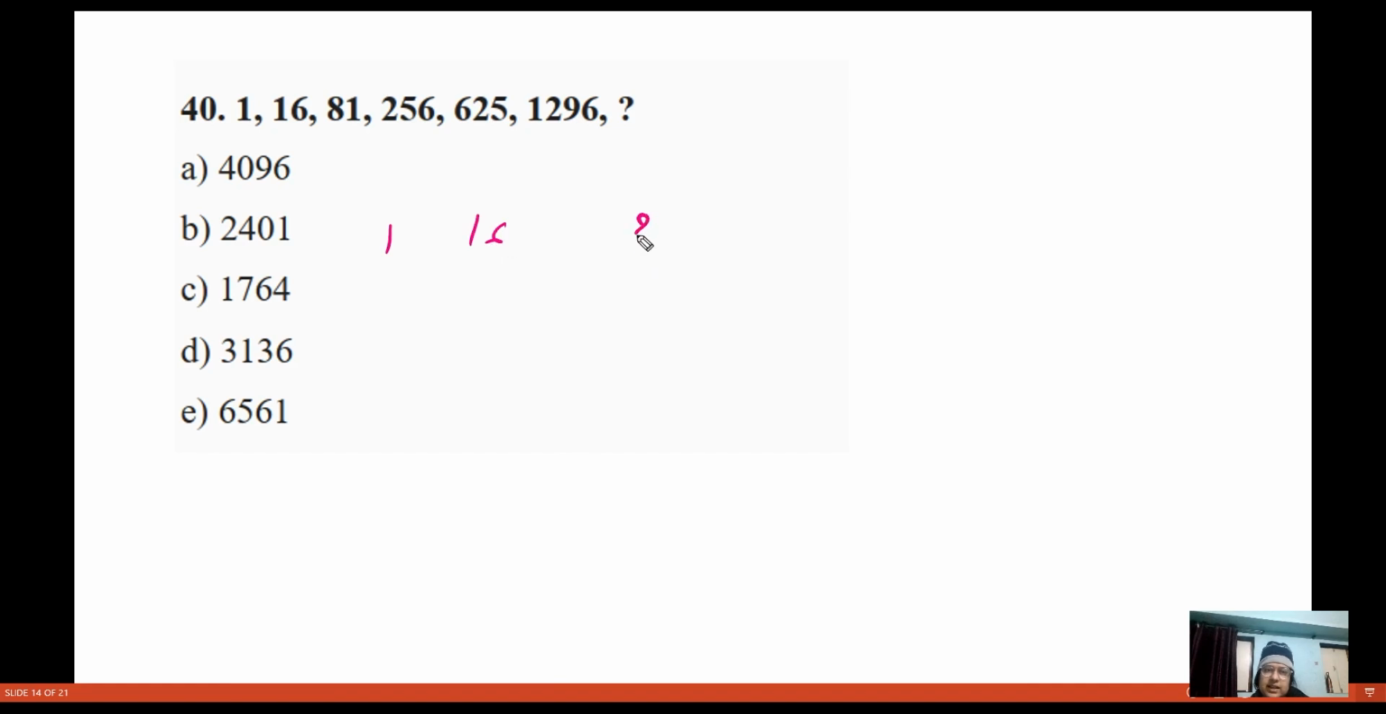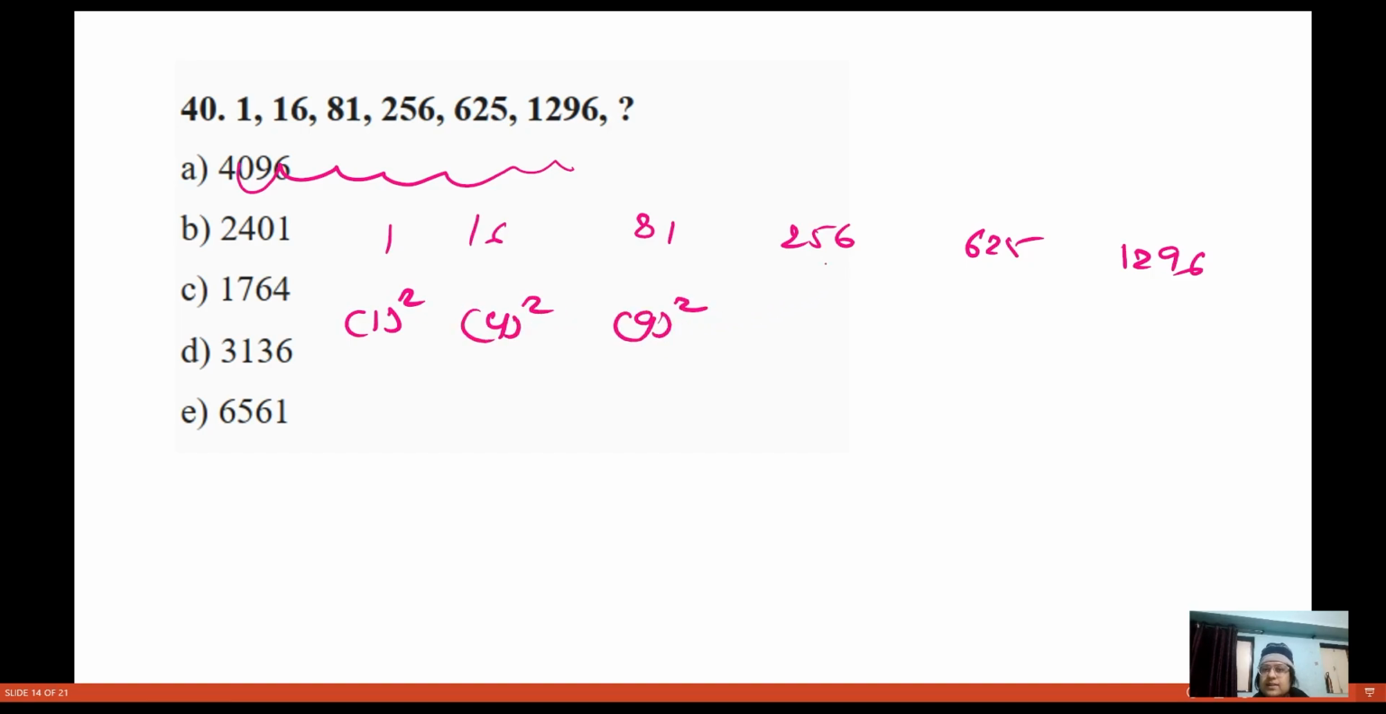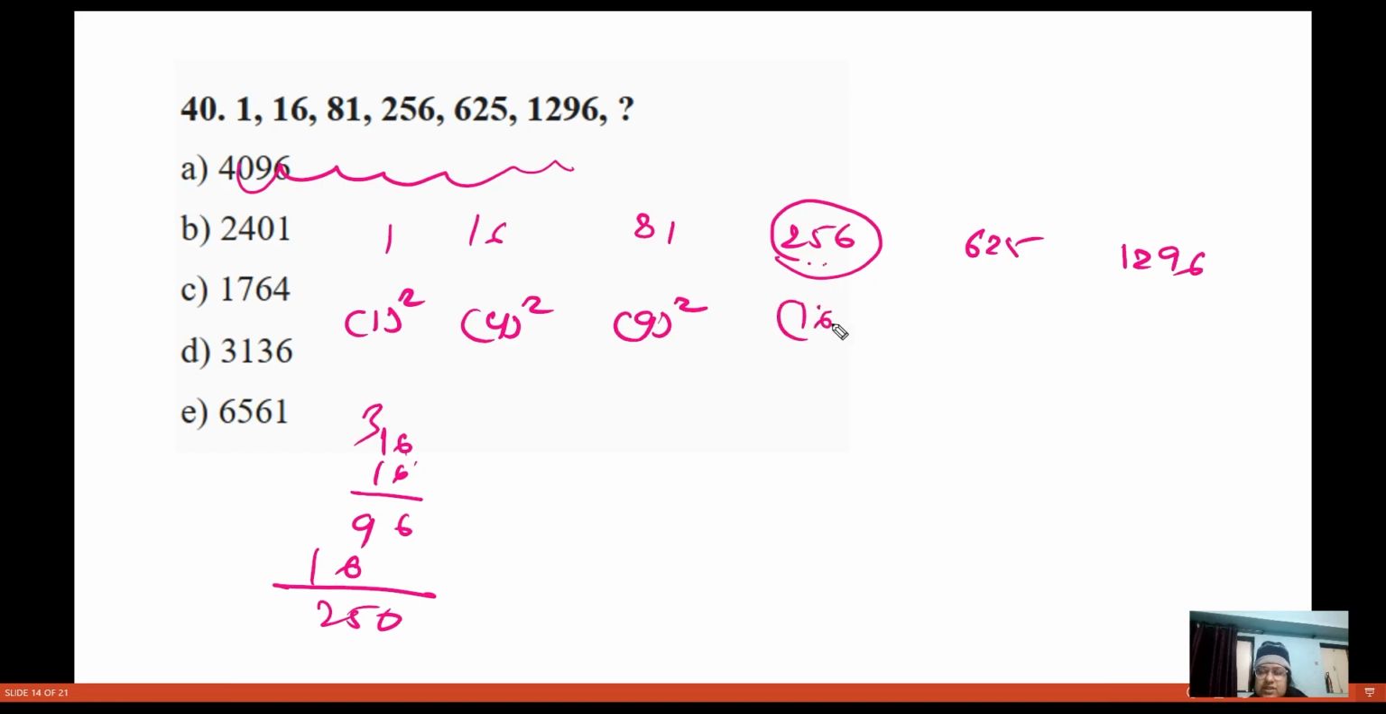We have 1, 16, 81, 256, 625, 1296. Very, very simple. Why? This is 1 square, this is 4 square, this is 9 square, this 256 is, let us just check, 16 square. This is 25 square. So obviously we are getting squares, but what is the logic of these squares?